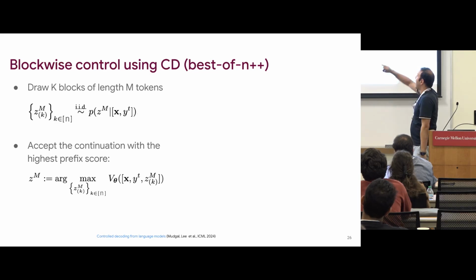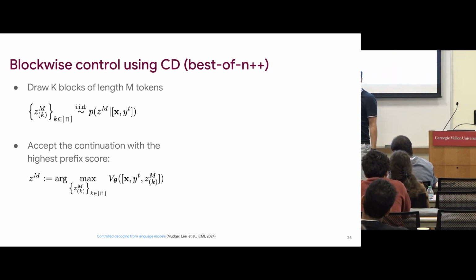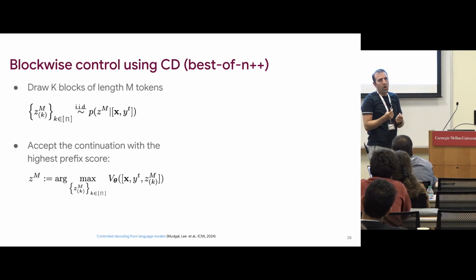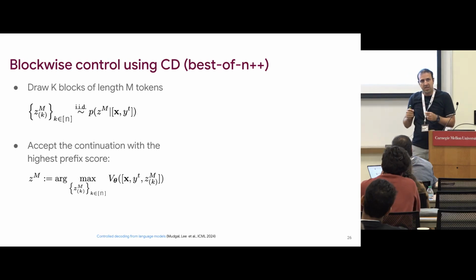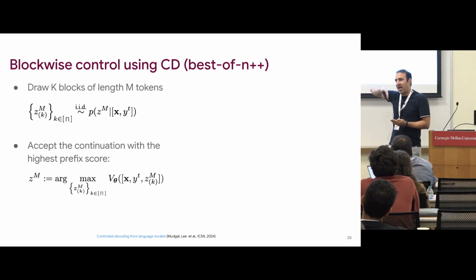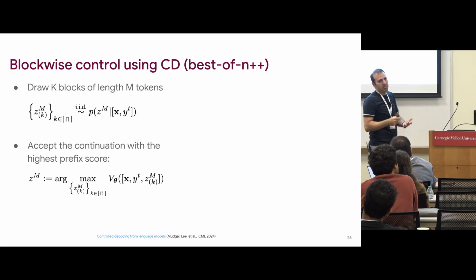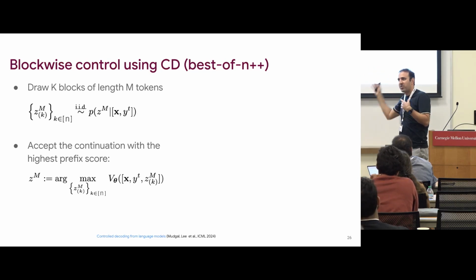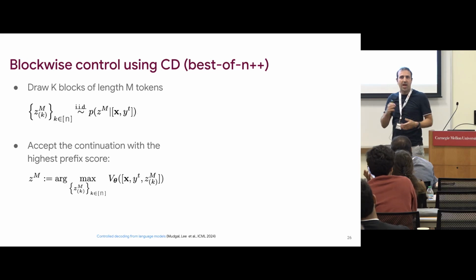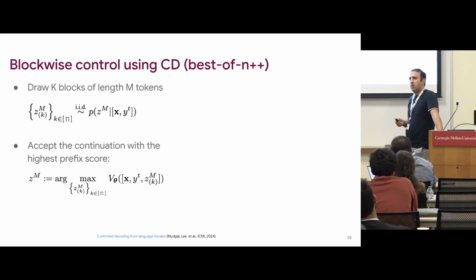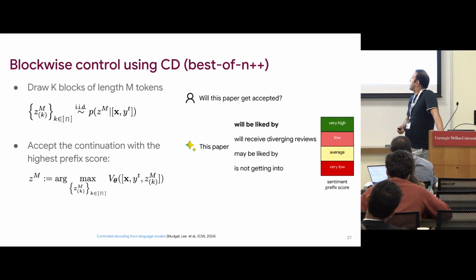Of course, all of that depends on the quality of this value function. So if the quality is great, perfect, then we're going to keep the almost optimality of that best of n, and we're going to make it a lot more efficient. But if the quality is not going to be great, then we're going to be at some trade-off between quality, safety, and efficiency. Okay?